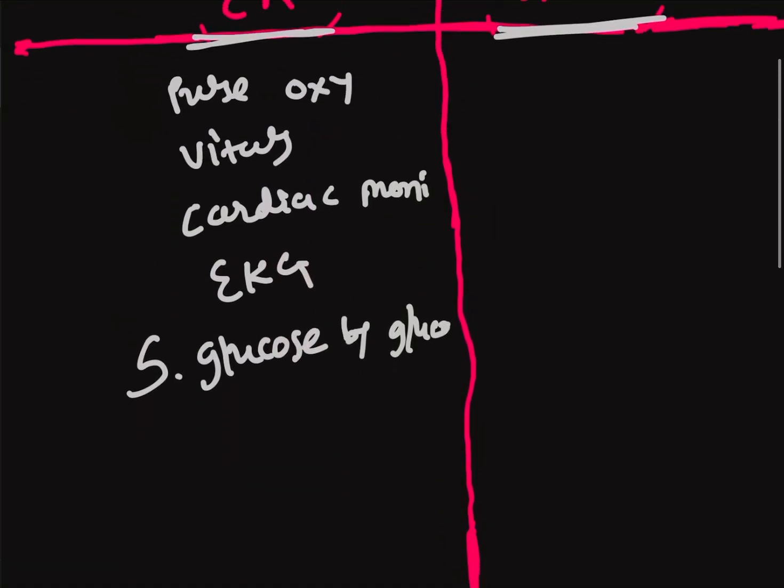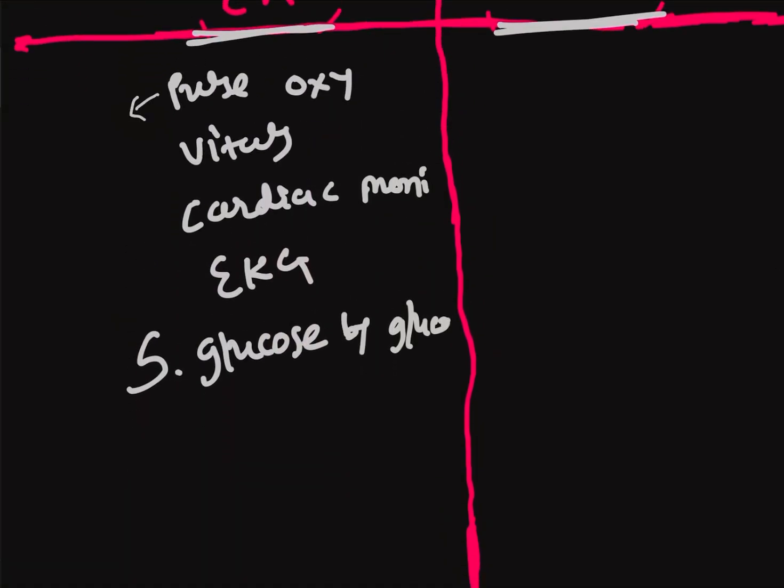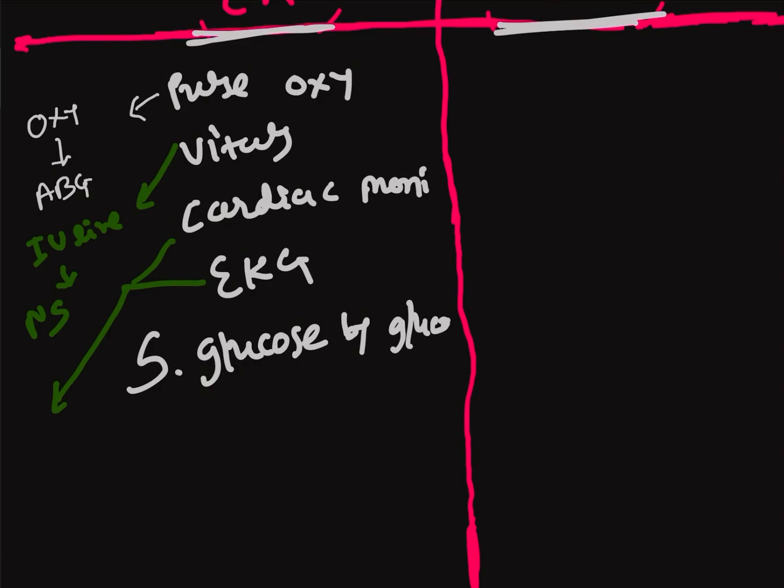All right, after this, if for example pulse oximetry is abnormal, we're gonna give oxygen therapy and we're gonna check arterial blood gas. If vitals are abnormal, what are we gonna do? We're gonna do IV line placement and normal saline. All right, if EKG or cardiac monitors are abnormal, we're gonna do echocardiography plus cardiac enzymes like TROP.